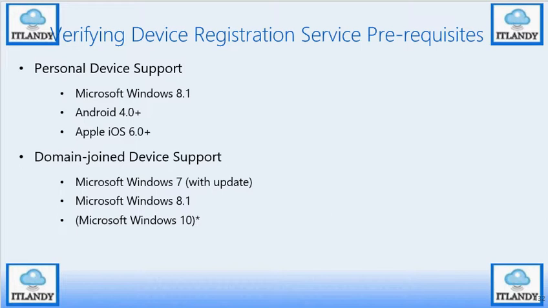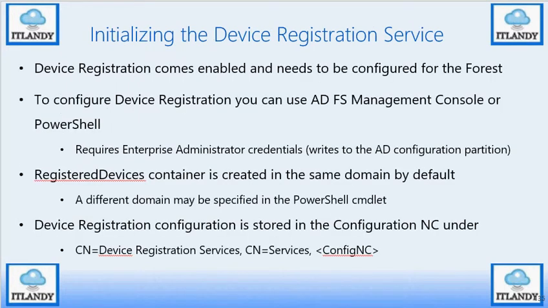These are the dependencies and requirements, and how we can initiate the device registration. This is how we can initialize it. Devices come enabled and need to be configured. For the forest, to configure the device registration, you can use the ADFS Management Console or PowerShell. It requires an enterprise admin account to do the write back. Register device containers are created in the same domain by default. A different domain may be specified in PowerShell. Device registration configuration is stored in the configuration NC under the following path.